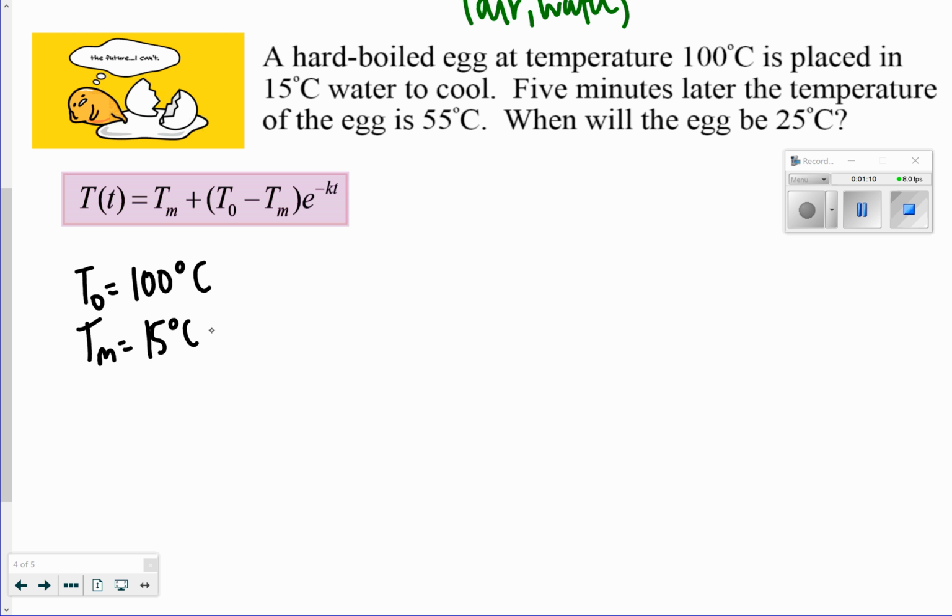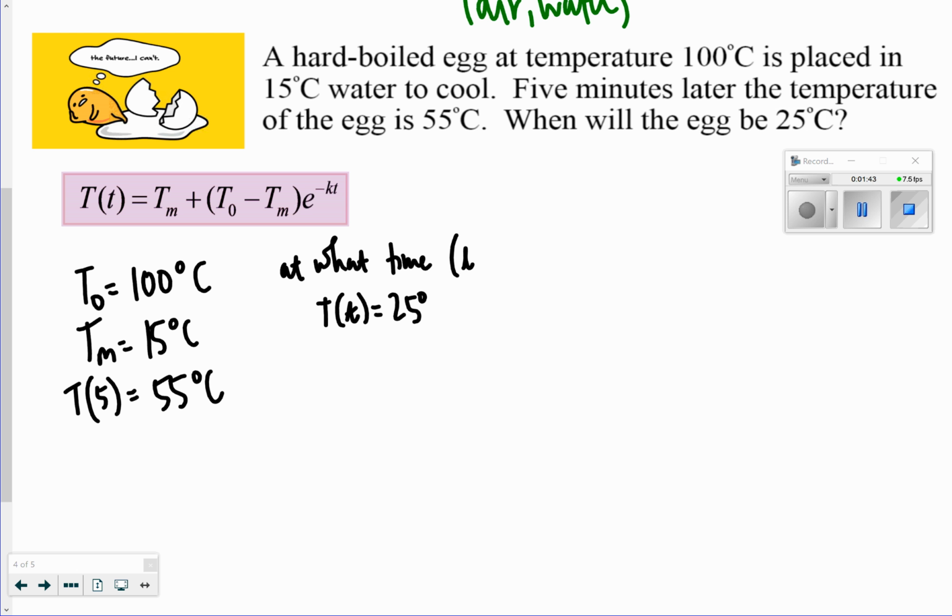It says 5 minutes later, the temperature of the egg is 55 degrees. So after 5 minutes has passed, when lowercase t is 5, capital T is 55. So we could write that as T of 5 is equal to 55 degrees Celsius. And it says, when will the egg, so at what time will the egg be, T of t equal to 25 degrees? So they're looking for what time this is true.